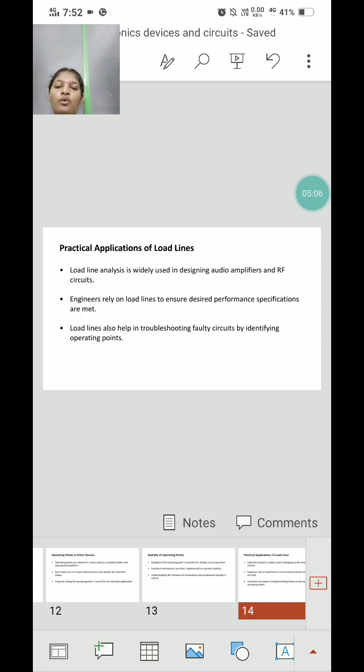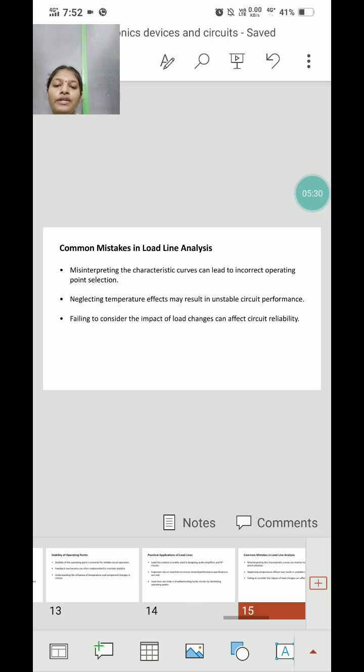Practical applications of load lines. Load line analysis is widely used in designing audio amplifiers and RF circuits. Engineers rely on load lines to ensure desired performance specifications are met. Load lines also help in troubleshooting faulty circuits by identifying operating points.